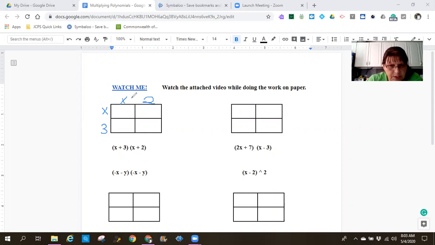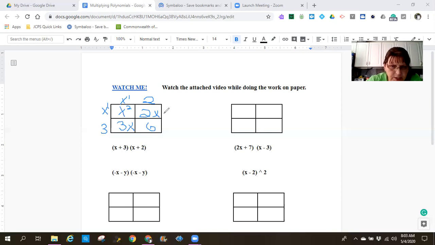So this has a power of 1. This has a power of 1. So when I multiply these two, that's going to be X, and it's going to have a 2 because I have to add the powers. So when I multiply, I add powers. So that's X squared. When I multiply X times 2, it's going to give me 2X. And when I multiply 3 times X, it's going to give me 3X. And then when I multiply these two to fill this box in, it's going to give me 6.